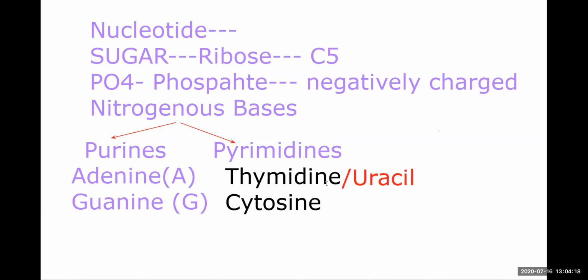So nitrogenous bases, adenine and guanine, form purines. Cytosine and thymine in DNA form pyrimidines. Cytosine and uracil in RNA form pyrimidines. Now we all know that DNA is a double helix structure. Double helix.